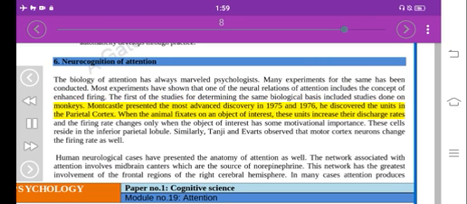Mountcastle presented the most advanced discovery in 1975 and 1976. He discovered the units in the parietal cortex. When the animal fixates on an object of interest, these units increase their discharge rates, and the firing rate changes only when the object of interest has some motivational importance. These cells reside in the inferior parietal lobule. Similarly, Tanji and Evarts observed that motor cortex neurons change the firing rate as well.